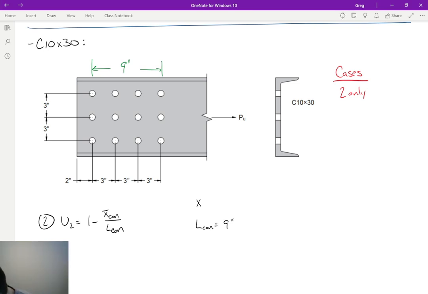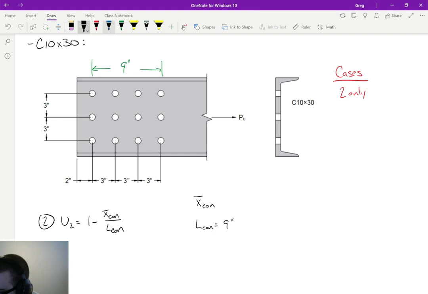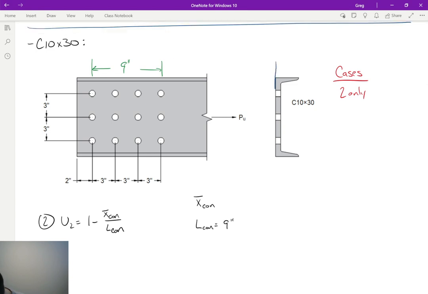So what about x-bar? Well, x-bar is the distance from the connected face to the centroid. Remember that in the case of x-bar, we're looking at whichever face of the section is connected, so that back face of the channel, and if the centroid is, let's say, right here, then this is the dimension that we're looking for. That's x-bar. That's the dimension that we're interested in.